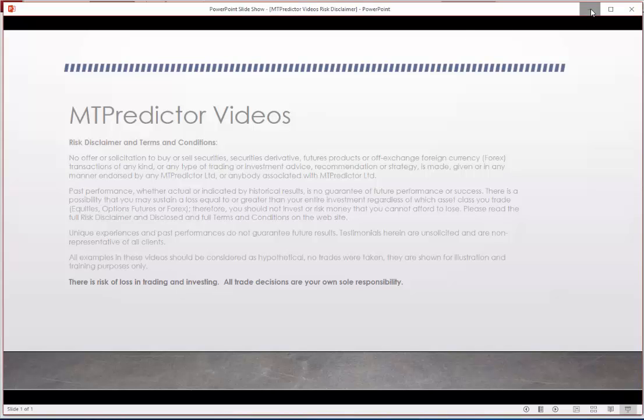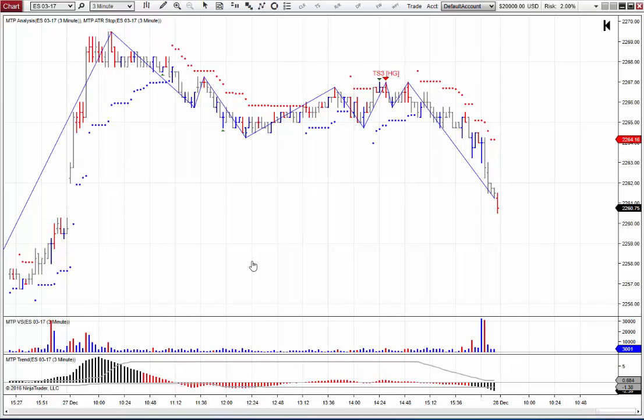Right, let's have a look at what unfolded yesterday. Surprisingly enough, the day after the Christmas holiday, and I hope you all had a good time off with your friends and family over Christmas, we had a surprisingly good day yesterday. There were some very good setups with MTPredictor, particularly on the YM that I'd like to look at in a minute. These are our new NinjaTrader 8 add-ons in which I'll do the video today. So let's start with the ES.